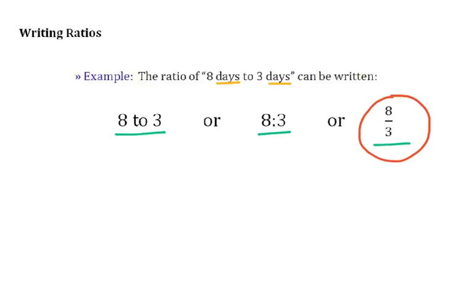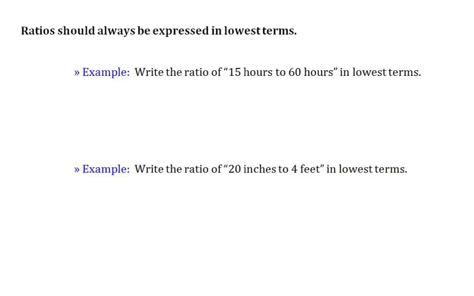One thing to note before we move on is the order of the ratio matters. Because our ratio here was expressed as 8 days to 3 days, 8 comes first and 3 comes second. Okay, so when writing ratios, it's important that they get expressed in lowest terms. So we have 2 examples to try this out.